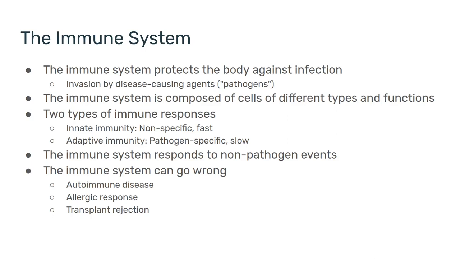So, a really brief background about the immune system, and this is very high level. On the most basic level, the immune system is built to protect the body against infection. The immune system evolved to protect the body against infection, and in this case, infection is any invasion by a disease-causing agent, also referred to as a pathogen. So this includes viruses and bacteria and parasites and so on, really any of these things.